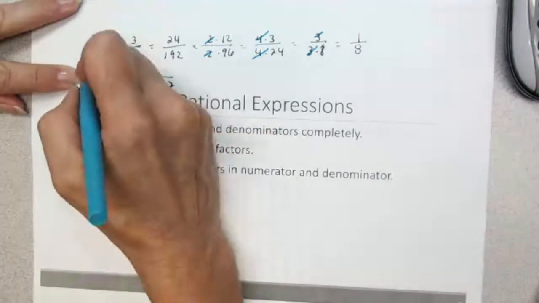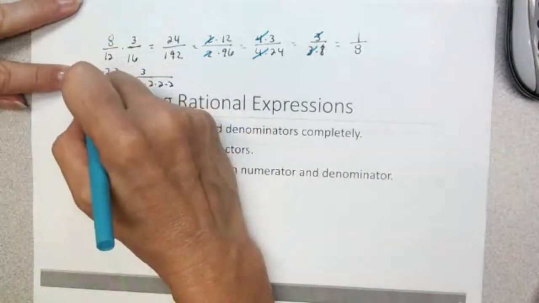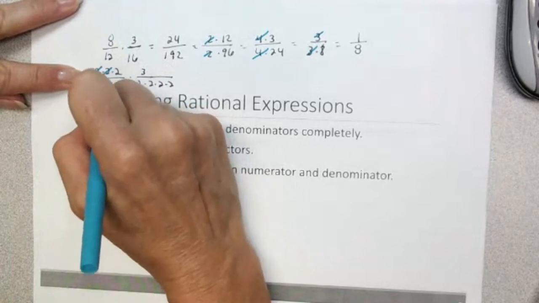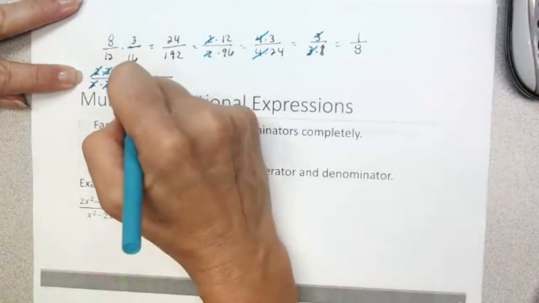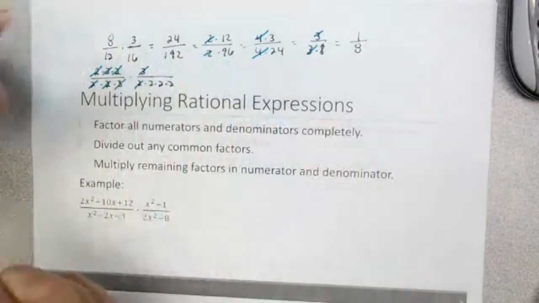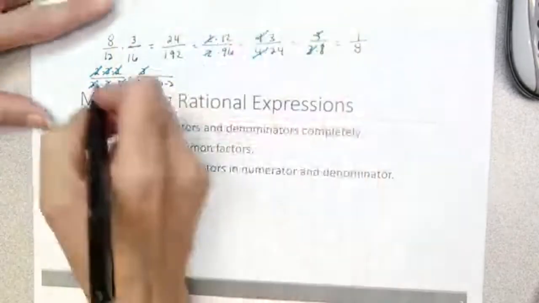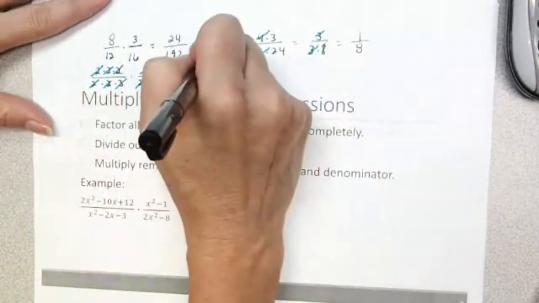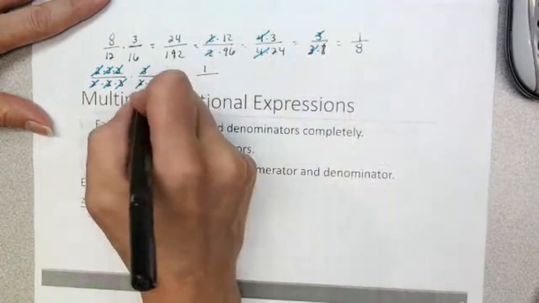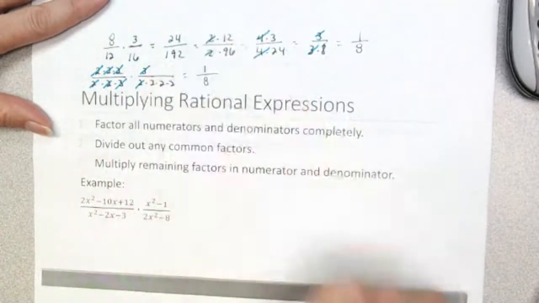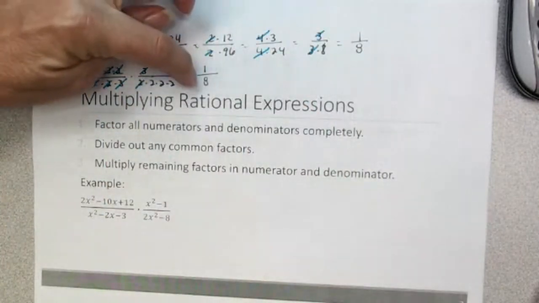If I fully factor them first, I can go ahead and divide out my common factors. There's 1, there's 1, oh, there's a 2 and a 2, and there's a 3 and a 3. And then all I have left, nothing in the numerator, so I'll leave a 1 there as a placeholder. 1 over 2 times 2, 1/8. And it gets me to the same result.